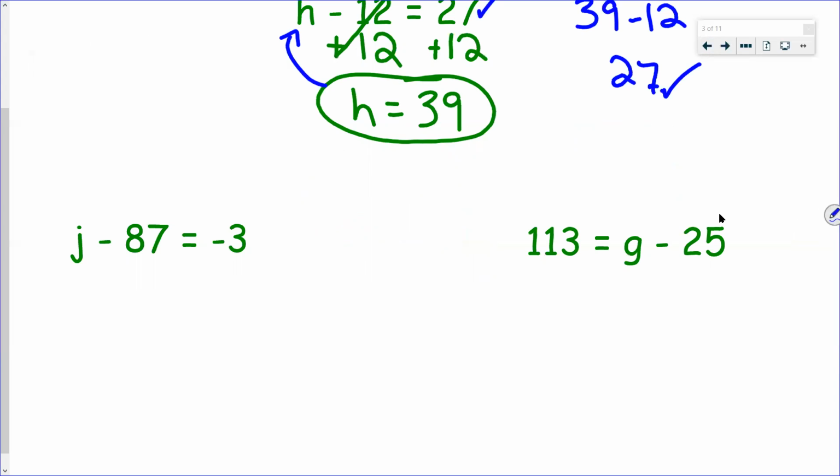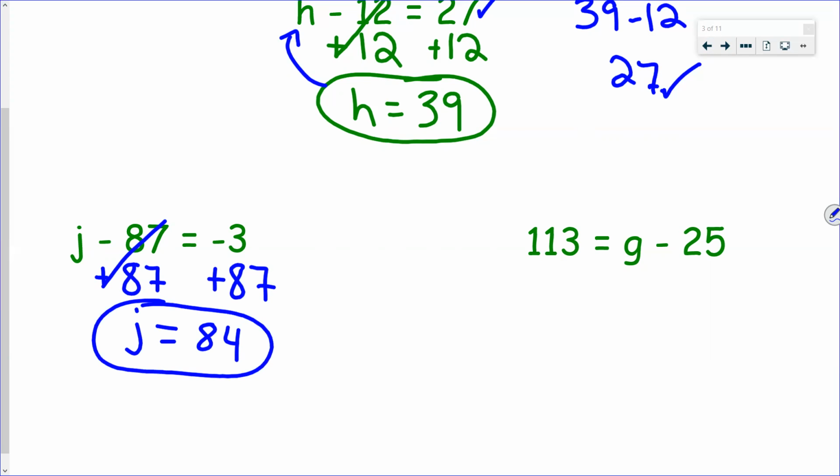We have j minus 87 equals negative 3. Well, we see subtraction. We want to get j by itself, so we're going to add 87 to both sides. These go away, leaving us with j equals negative 3 plus 87. Here we're adding integers, and we would get 84. So j equals 84. Again, I can substitute 84 back in for j. I can do 84 minus 87, and if I do 84 minus 87, I should get negative 3.